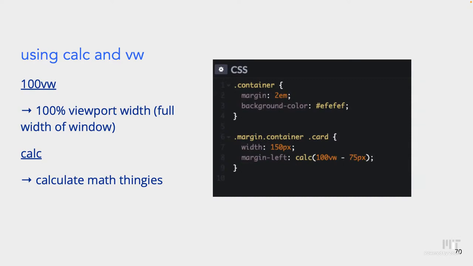VW is essentially a unit that represents 1% of the window's width. I think it stands for viewport width. So 100 VW would just be the full width of the window. And then since the width of the card is 150, you can subtract 75 pixels, so half that width. Actually, I don't know if that properly centers it, but anyways, it does math, and you can use VW and VH as units. That might come in handy.